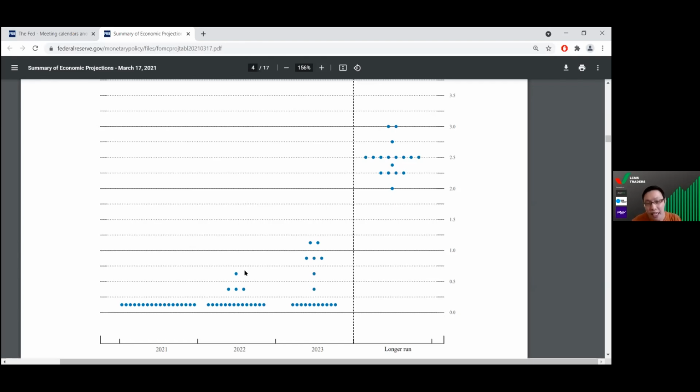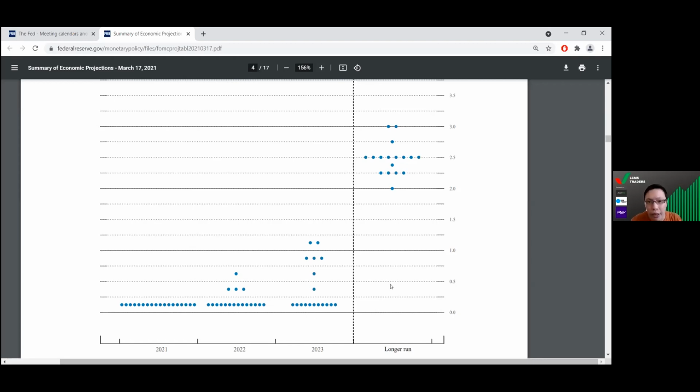Now, if we were to see any of the dots, we don't know who these dots represent, okay? If we were to see these dots moving upwards, implying that more voting members actually feel that you know what, we are going to see a hike in interest rate in 2022, this will definitely be a hawkish view coming from the FOMC, all right? Now, this may actually hint that QE tapering is coming soon, or at least they are starting to talk about QE tapering, okay? Now, same for 2023 and 2024.